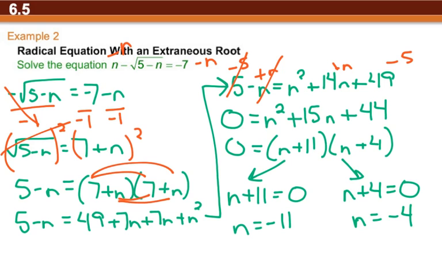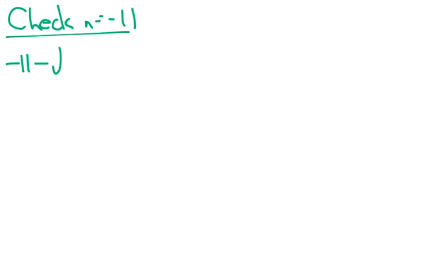We do need to check these and see if they work out. I'm just going to flip over to the next page to do that. So for the checks, just like before, we're going to plug those numbers in for n, and see if the left side works out to the right side. So we had n, which is negative 11, minus the square root of 5 minus n, so 5 minus negative 11. And we're going to see if that works out to negative 7.